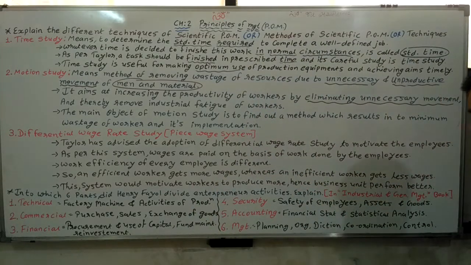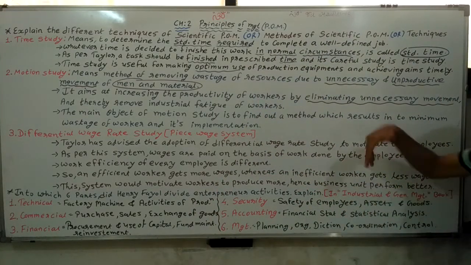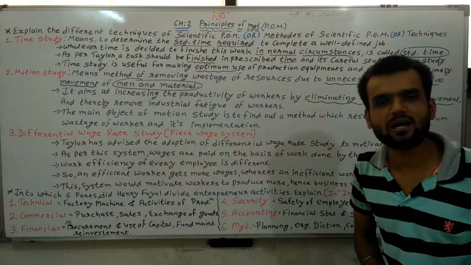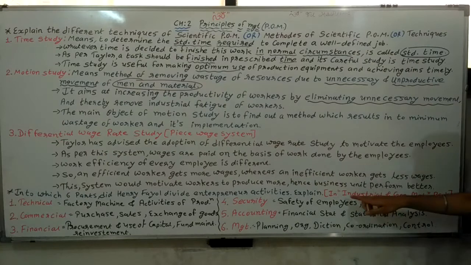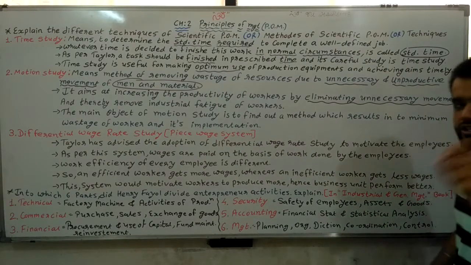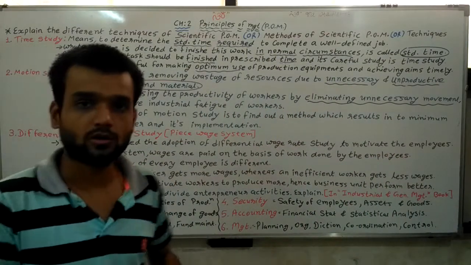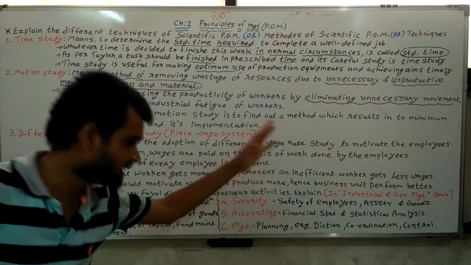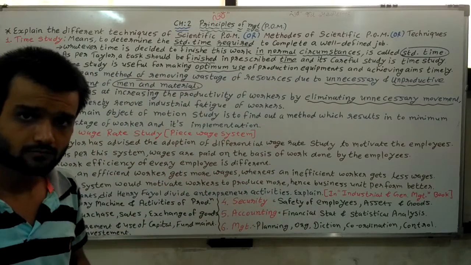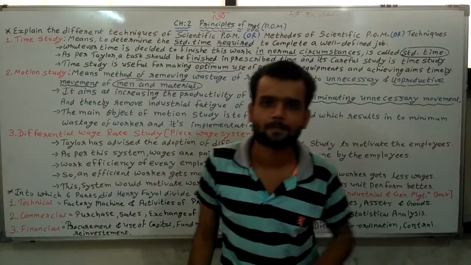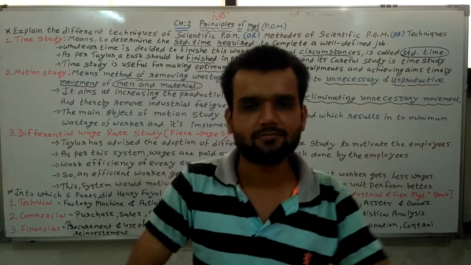A second question can also be asked: where are these principles and 6 parts given? It is in the Industrial and General Management book written by Henry Fayol. So Henry Fayol gave all these things in his book Industrial and General Management. Now, which are these 6 parts?